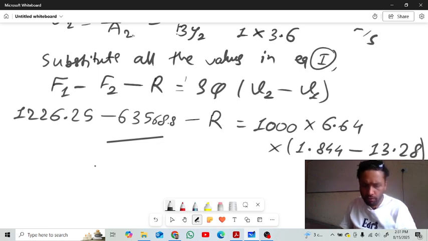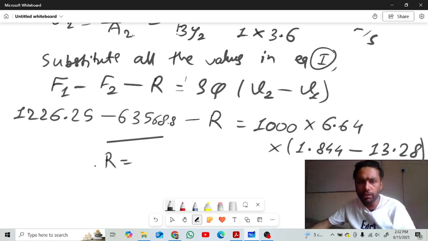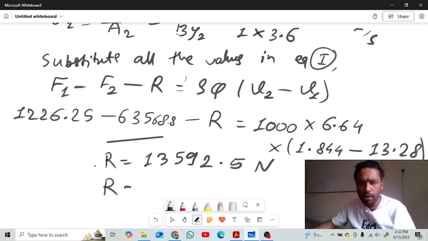1226.25 minus 63568.8 minus 1000 into 6.64 into 1.844 minus 13.28. If you solve this using the calculator, we are going to get 13,592.5 Newton.